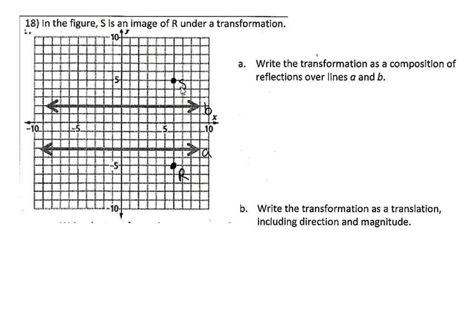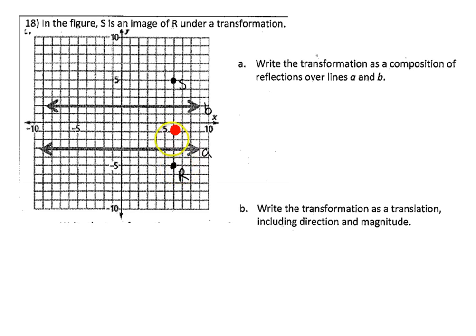So when you look in a mirror, your reflection is the image of yourself, and in this case S is the image. So S is what we're ending with here. It's the image of R under a transformation. And we're going to write the transformation as a composition of reflections over lines A and B. So if we're starting with point R, we can see that if we reflect R over one of the lines, and you can explore with that a little bit, but if we reflect R over A, R is going to end up right here, and I'll put a dot right there.